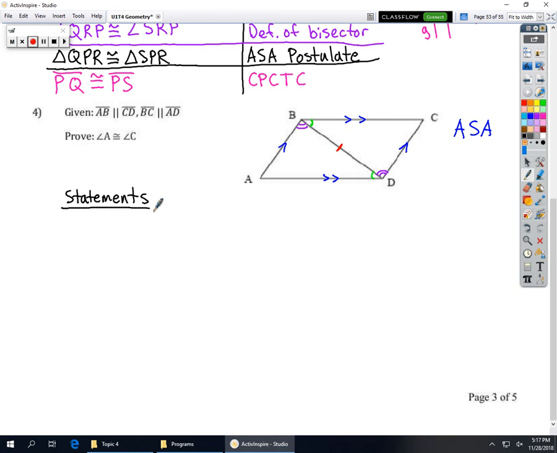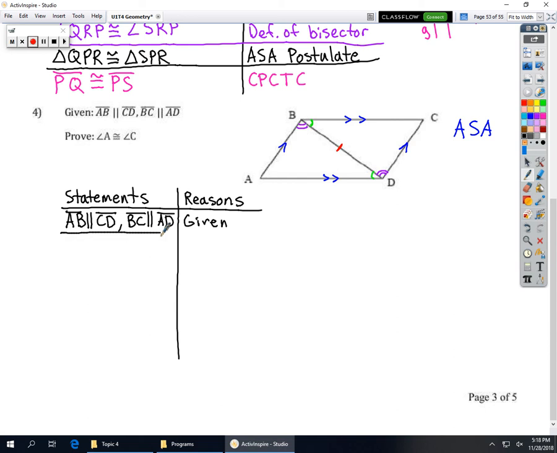Statements. I'm going to write the statements first and I'll write the reasons later. That was given. AB is parallel to CD, comma, BC is parallel to AD. Lovely. And now time for our right reasons. Our reason for this is it is given. Please write the given. It's the easiest first step to do.